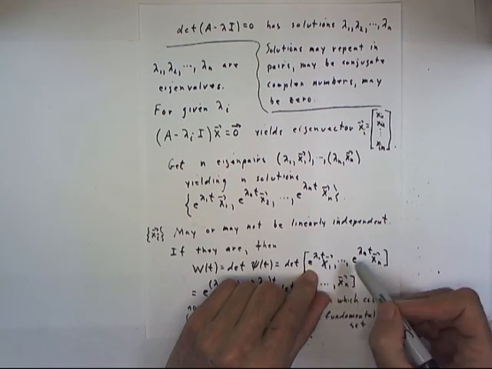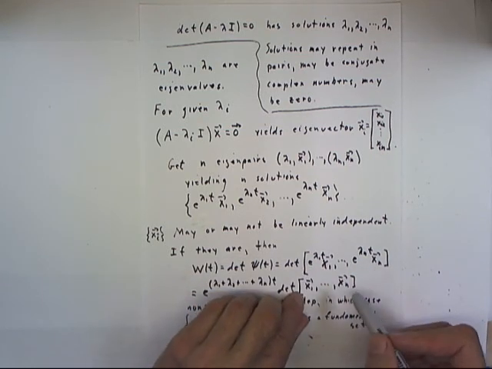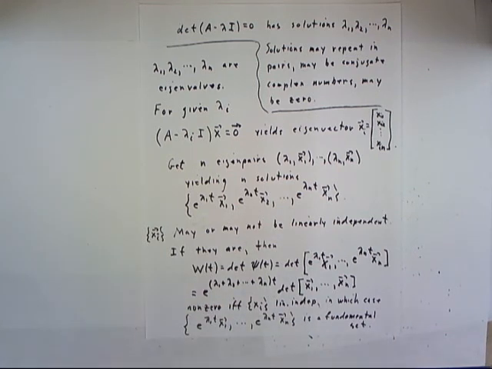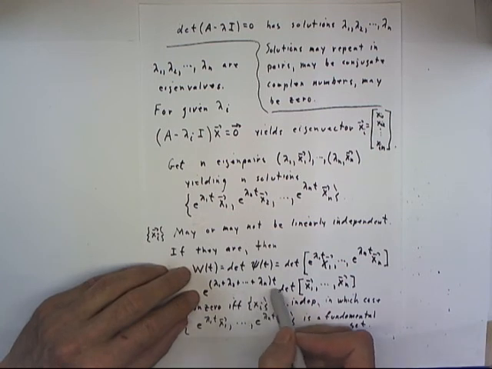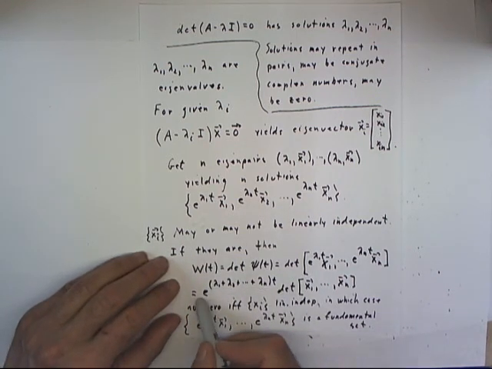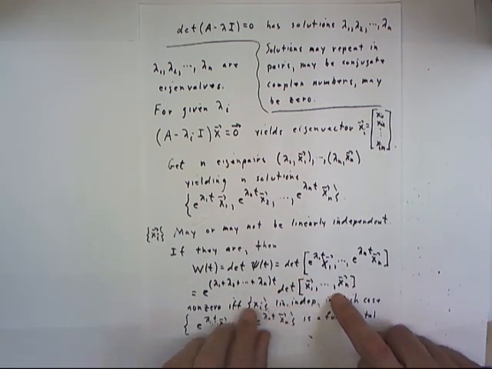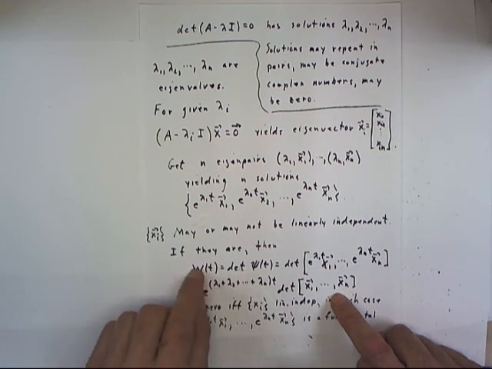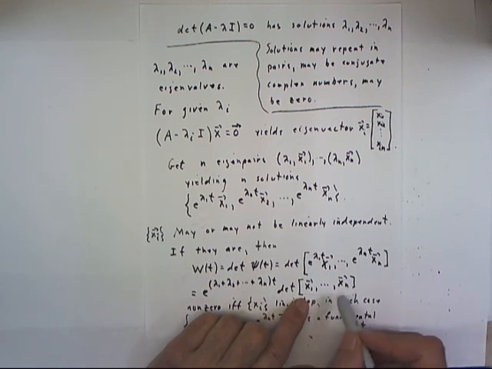The product of all these e to the lambda_i t's multiplied by the determinant of just plain old x1 through xn. And that's how I've written it here. Now, I've written that e to the (lambda 1 plus lambda 2, etc.) times t is e to the lambda 1 t times e to the lambda 2 t, etc. Just by the laws of exponents, this is the same as what I just wrote. So our Wronskian is just this multiplied by the determinant of our eigenvectors, x1 through xn.